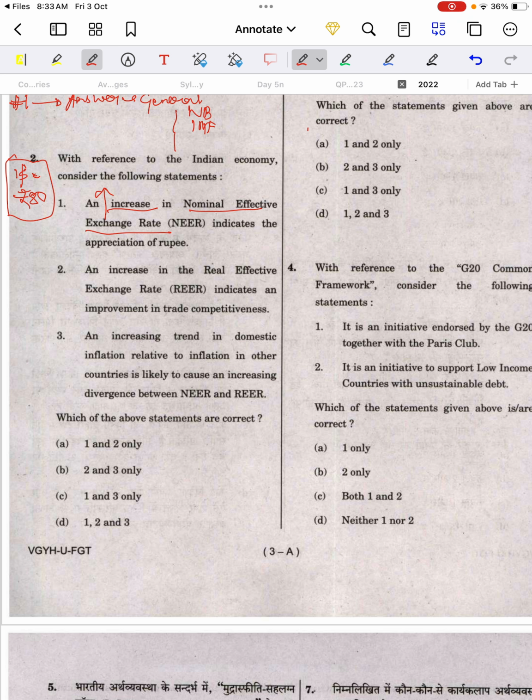Let's see. It indicates appreciation of the rupee. What does rupee appreciation mean? Improvement in the value of the rupee.